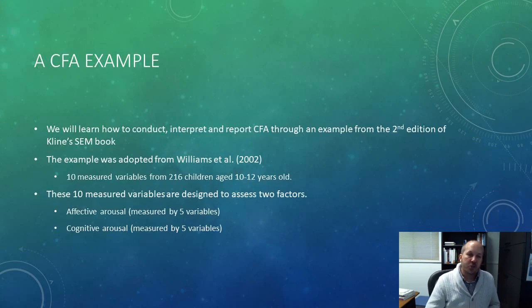So the example I'm going to show you is actually from the 2nd edition of Klein's book, which you're not using this semester, but this will give you a good example. In this example, which is a modification from an article from Williams, they are looking at affect and cognitive arousal in children. The affect is feelings and cognitive is thinking. So how do we get kids emotionally and thoughtfully engaged? And they had 5 variables for each of them.